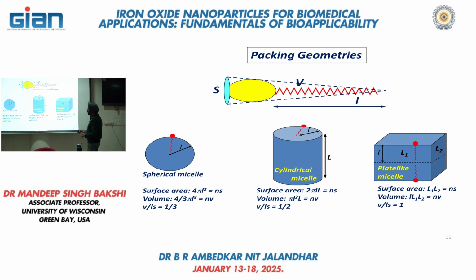So surface area we know is 4πL². We have already defined L previously, and the volume is 4/3 πL³, and hence we can say N multiplied by the volume. Here we are talking about the volume of a single molecule, or the hydrocarbon chain for the molecule. So if we divide V by Ls, it is 1/3. So this is for the spherical micelle. Likewise, this is 1/2 for the cylindrical, and it's 1 for the plate-like micelles.